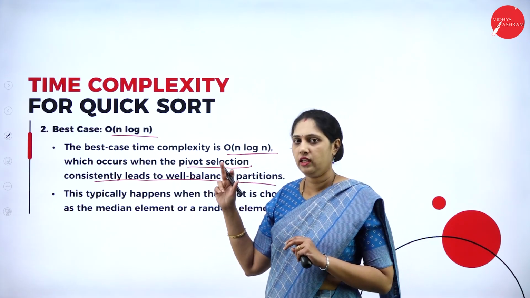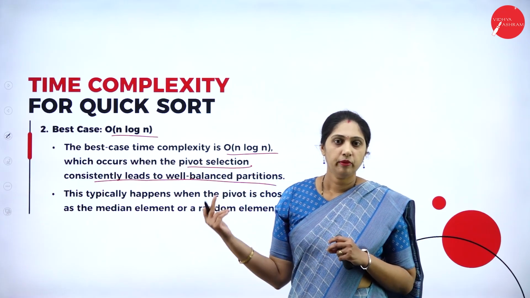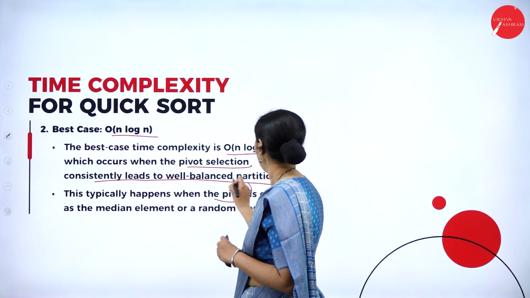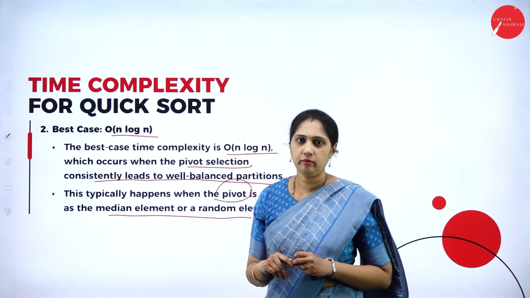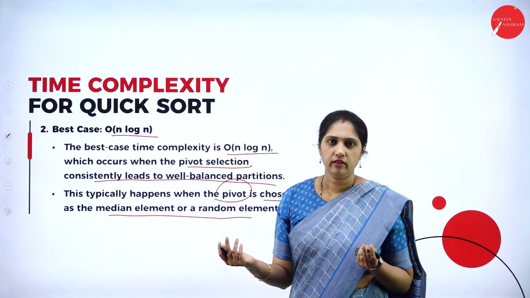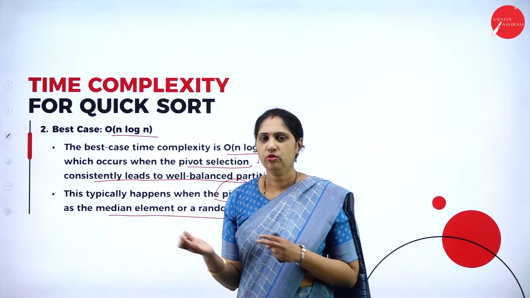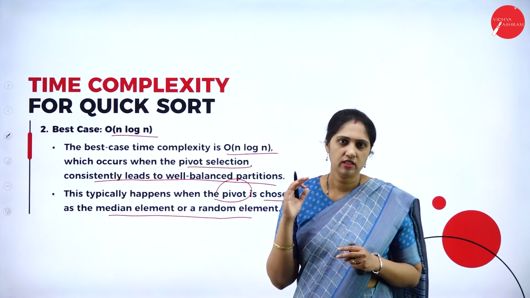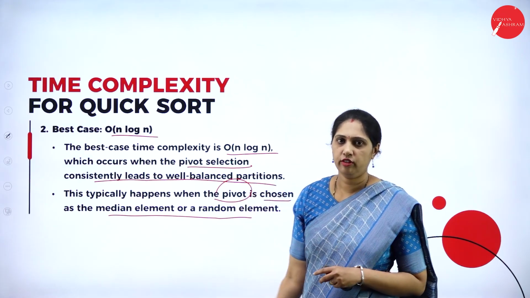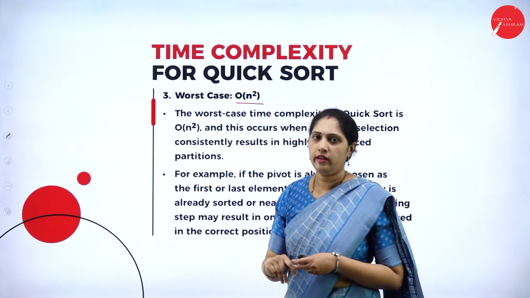So we always say the pivot element affects the performance. The pivot element is chosen as the median element or a random element. Randomly means anywhere. You can pick from the first, last, or the middle or somewhere. We usually say random element, but we prefer the pivot element to be the first element in the first line of the program.